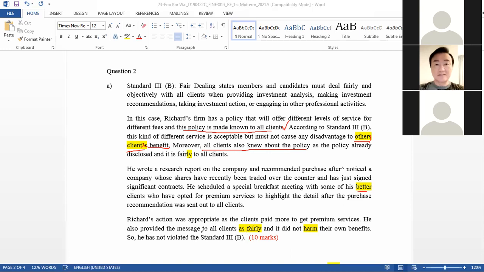Right. He also provided the message to all his clients fairly, right? Fair to all his clients, fairly, no need as. You put as, it screws up the whole sentence. And it did not harm their own benefit. Whose benefit? Harm their benefit. Either you harm the client or you withhold the benefit. All right, this part here. Okay, so he did not violate 2A. So in totality, you got 10 marks.